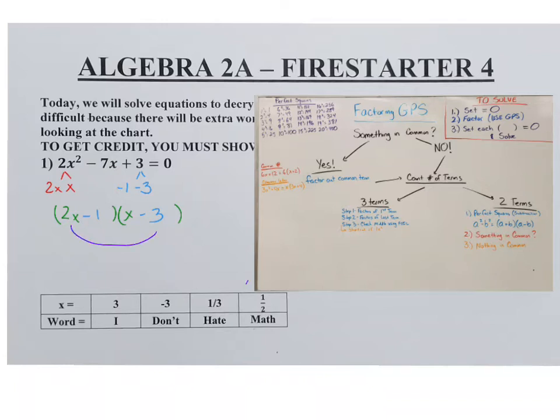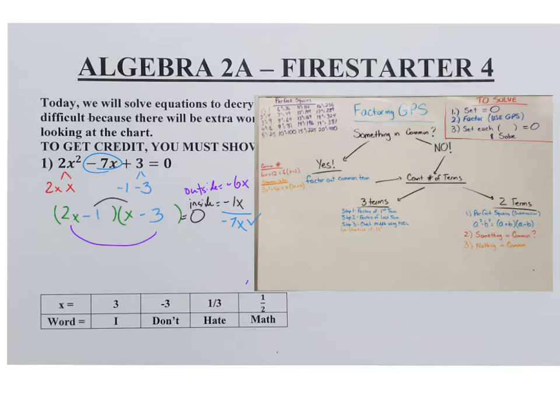So the outside, 2x times minus 3 is minus 6x. Then the inside. You could do all of FOIL if you want, but I'm just doing the outside and inside. So I get minus 7x. That's what I want. So it's good. All right. Now remember, it is equal to 0.